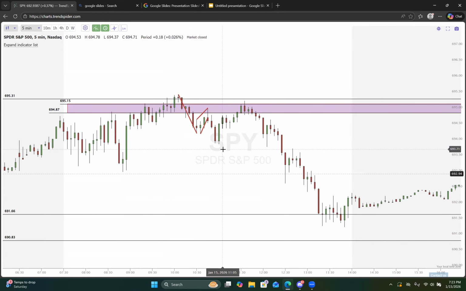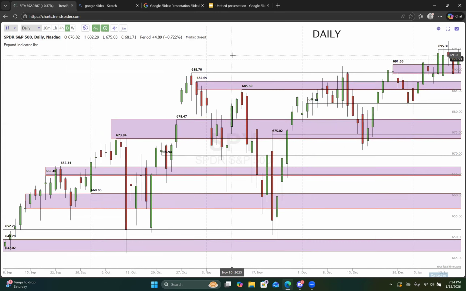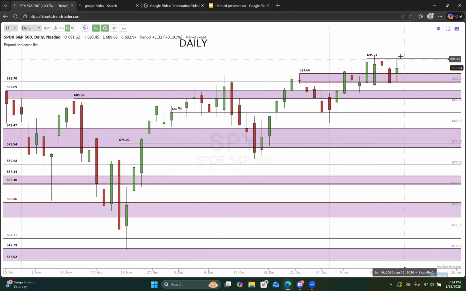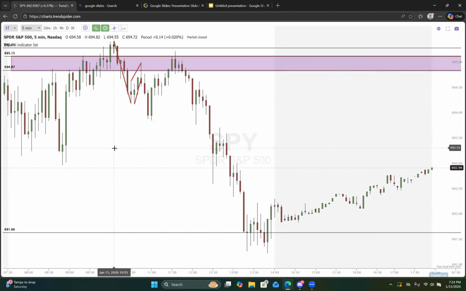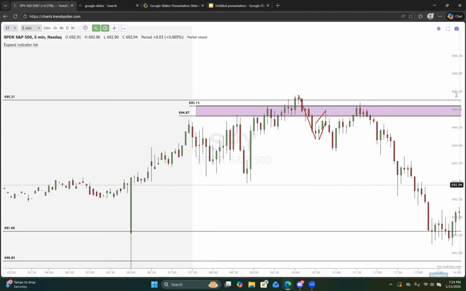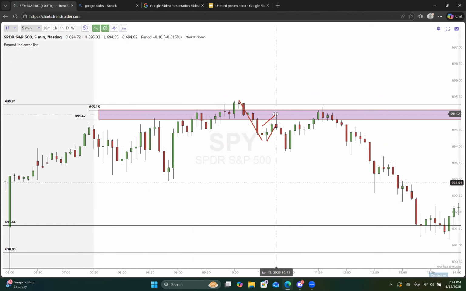Does that make sense? I identified the levels and what to do on the daily, right below 695, and then I used the 5 minute and identified this bear flag. That makes sense? So the higher time frame shows you the levels, shows you really what's going on, who's in control, and then from that lower time frame, that's where you can start to use these patterns.